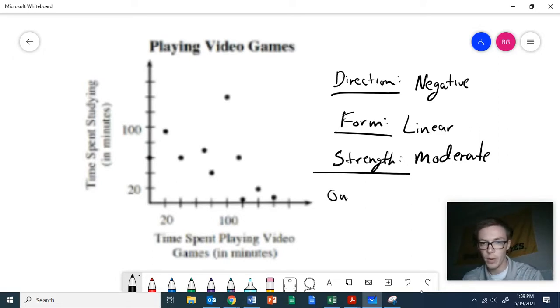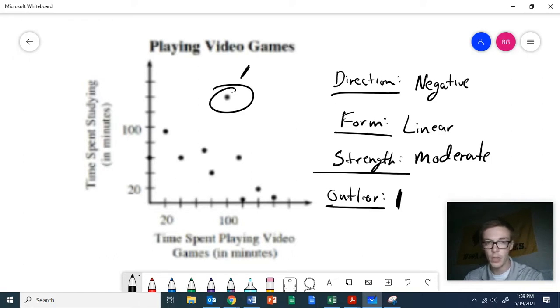And the last one, our outlier. What do you think that one is? Is there anything? Hopefully you said one. There is one. It's this point up here. This one would be our outlier. It's that anomaly. It's away from everything else. So that's what we would consider an outlier there.